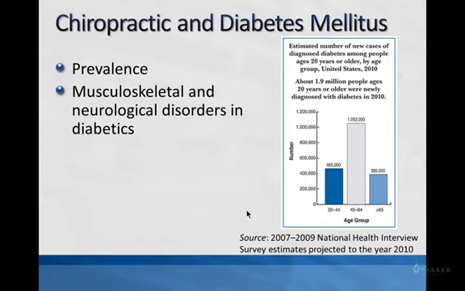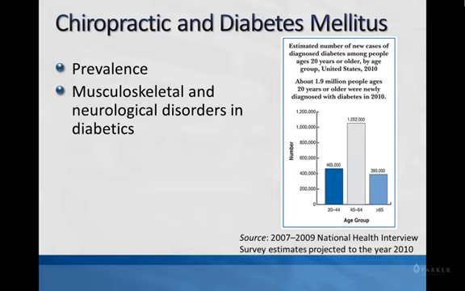Diabetes mellitus is an extremely prevalent condition in the United States. And as of 2011, there are 25.8 million people in the United States with diabetes. That corresponds to a little over 8% of the population. So the chances of a diabetic coming into a chiropractor's office is extremely high.